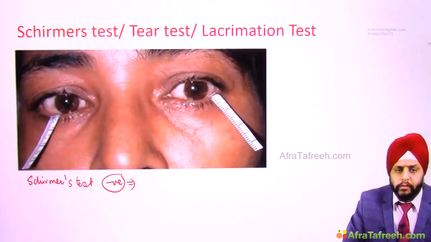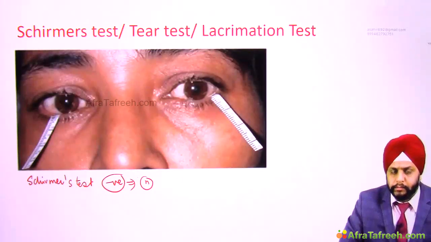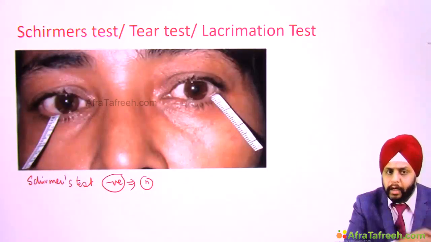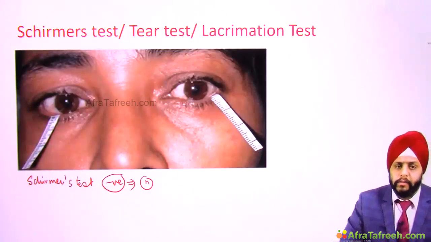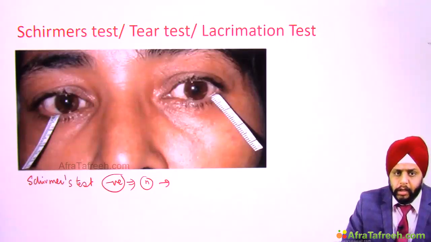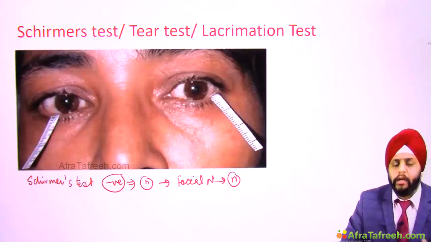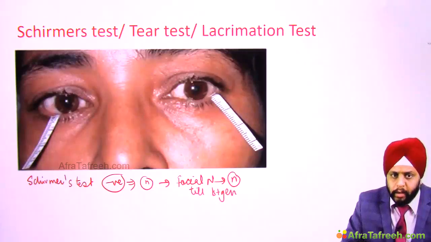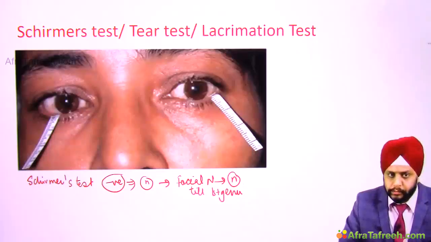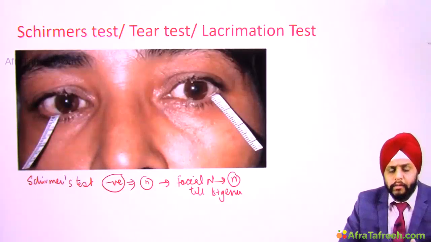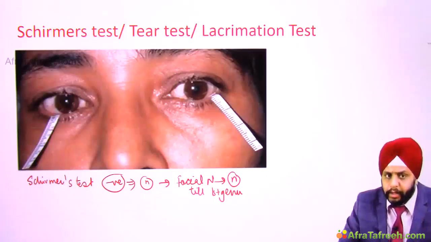Okay, negative test over here means normal. All right, normally it should be negative. Normally there should not be difference in right side and left side lacrimation. So if the test is negative, that means normal. That means the facial nerve, the seventh nerve, is normal till first genu. Okay, remember at the first genu the GSPN comes out. So that means the facial nerve is normal till first genu. There is no damage to the facial nerve till the first genu. The damage must be after that.